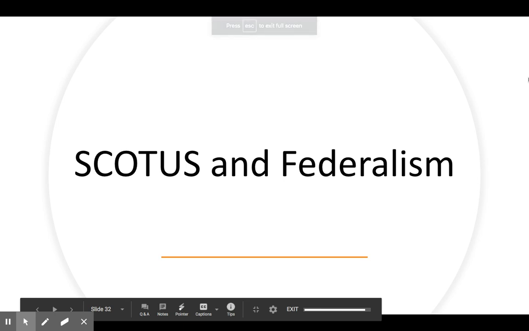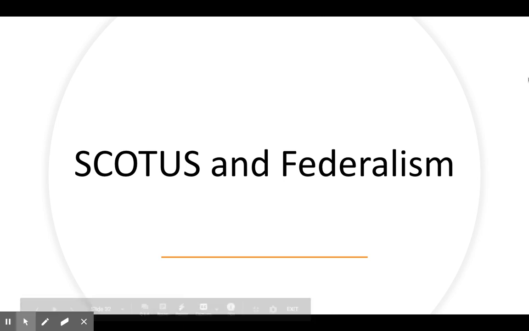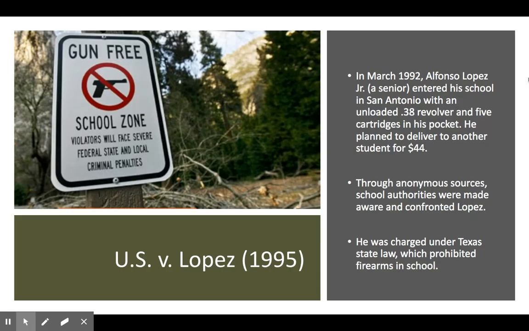Right, so in this lesson, we're going to start looking at Supreme Court cases dealing with federalism. We've already talked a little bit about McCulloch v. Maryland, as well as Gibbons v. Ogden. So we're going to look at some other court cases that deal with federalism. The first one is going to be U.S. v. Lopez, and this case was decided in 1995.